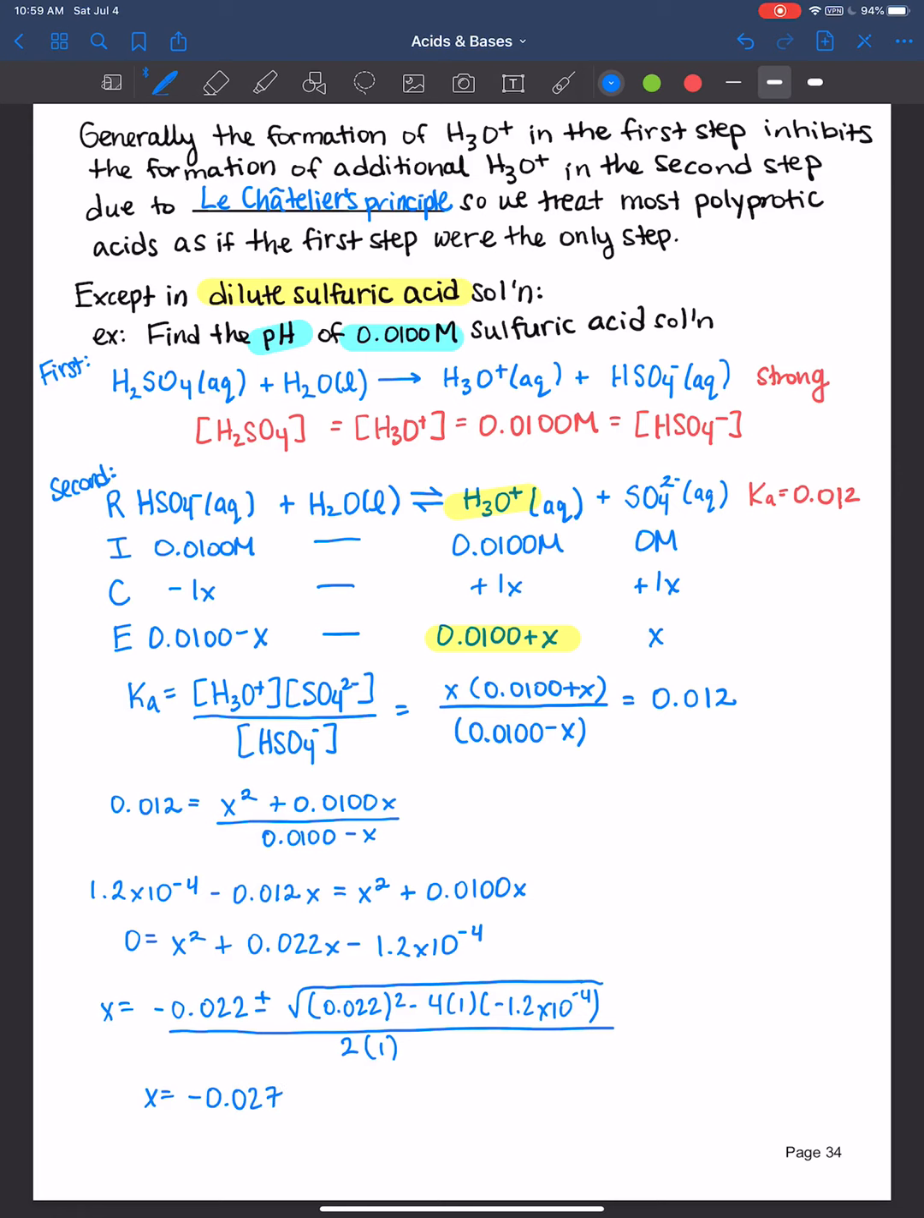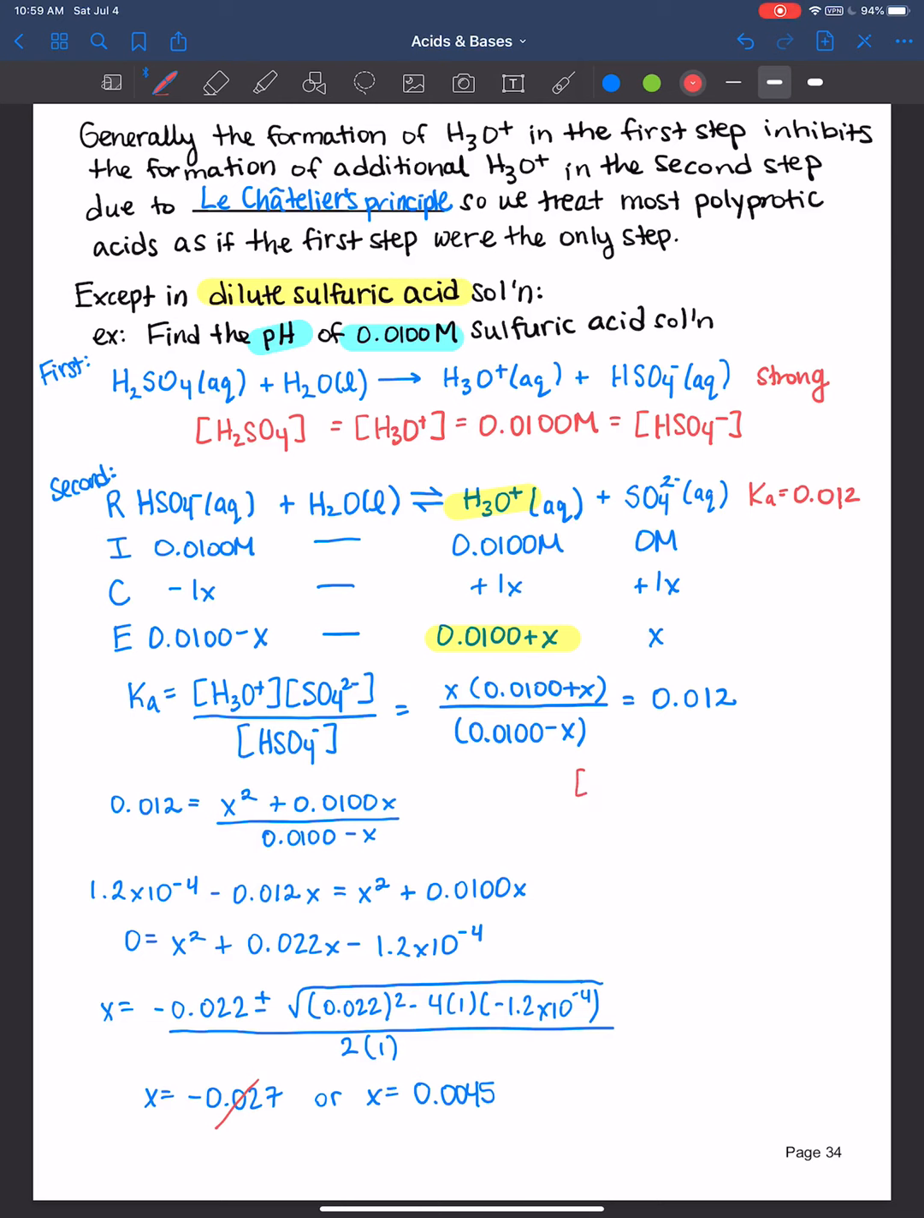And the two solutions you should get are -0.027 or X is equal to 0.0045. Now remember, you can never have a negative concentration. So one of these solutions is always bogus, and in this case, it's the -0.027, because you just can't have a negative concentration at equilibrium, not going to happen. So X is equal to 0.0045.